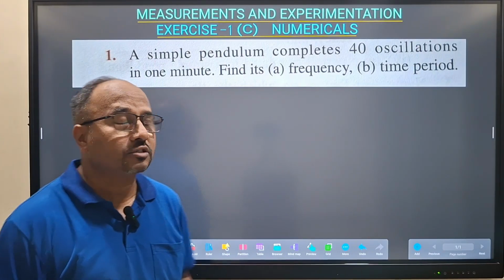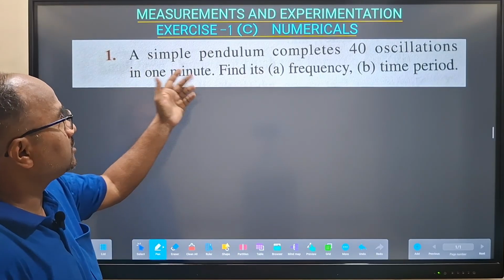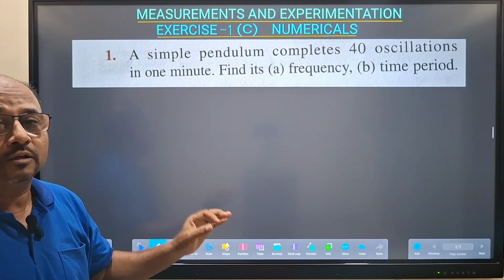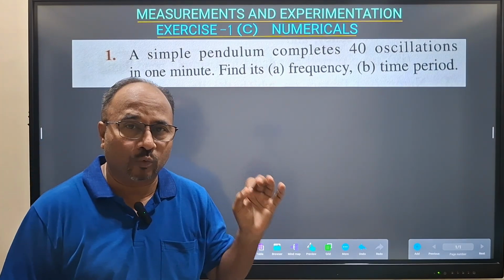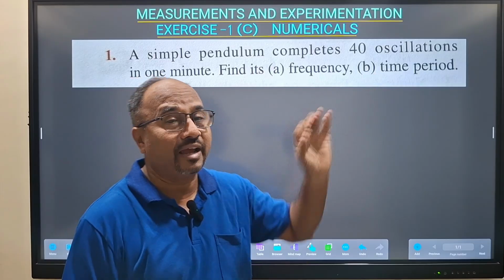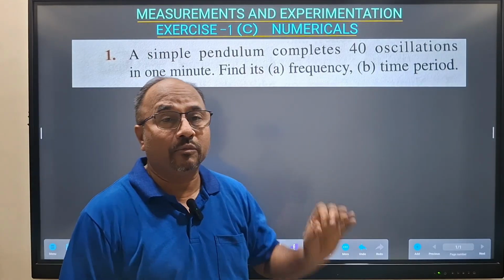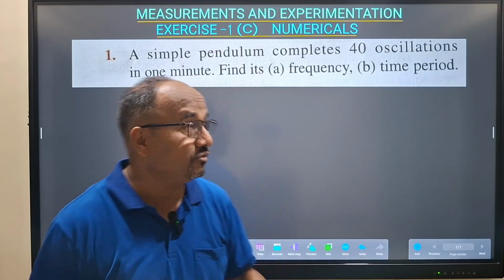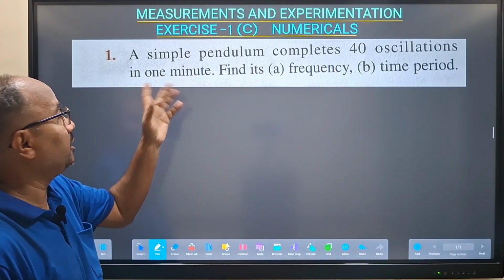So we start with the first numerical, where the question goes like this: a simple pendulum completes 40 oscillations in 1 minute. So 40 oscillations are done in 1 minute, that is 60 seconds. You have to find its frequency and the time period. You remember, frequency is the number of oscillations completed in 1 second. We are given here 40 oscillations in 1 minute.